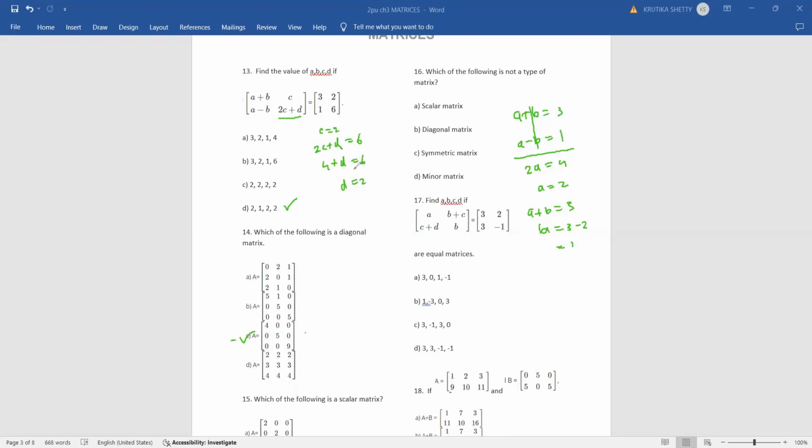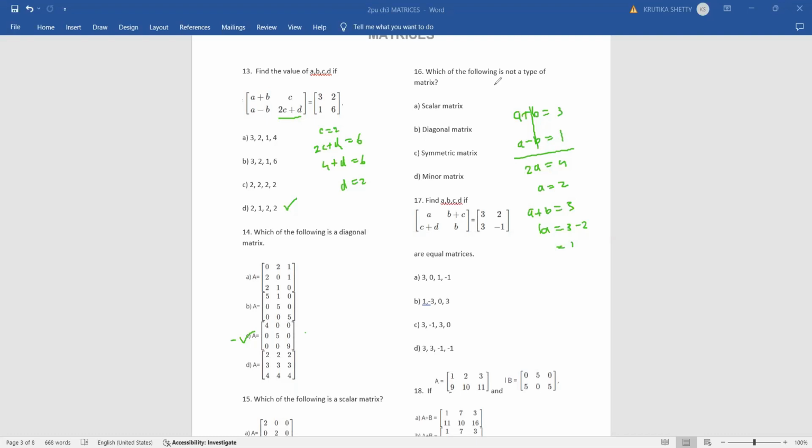Just turn off your audio. One of the students, just mute yourself and try to hear the discussion of what we are doing. Don't disturb other students.